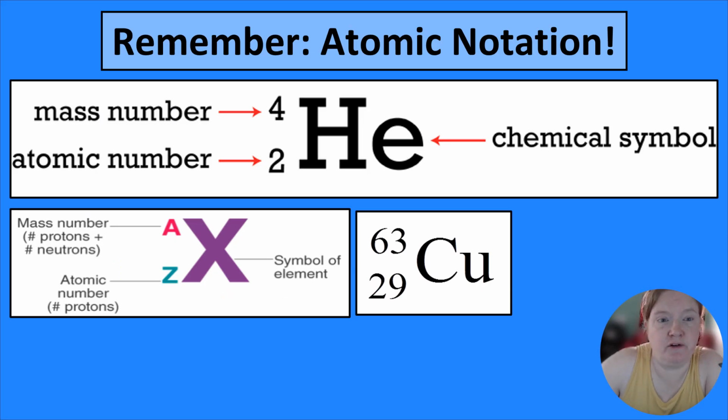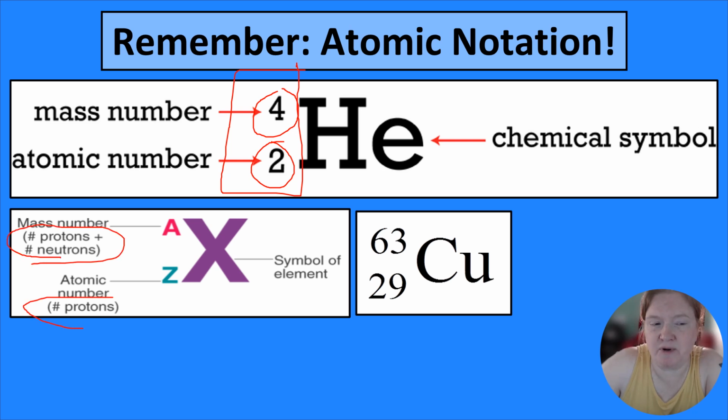Atomic notation should look familiar, remembering the top number represents mass number, bottom number represents atomic number or charge, and those are located on the left side of the symbol for the element. And remember that mass number is protons plus neutrons, and atomic number is simply the number of protons. So if we want to find the number of neutrons, we would subtract those two numbers.